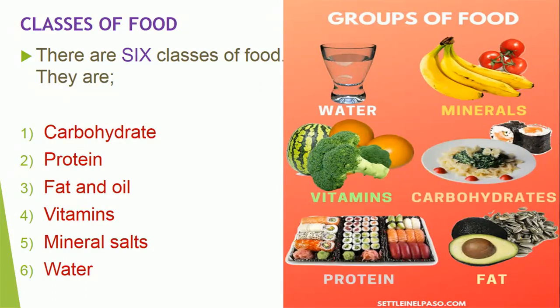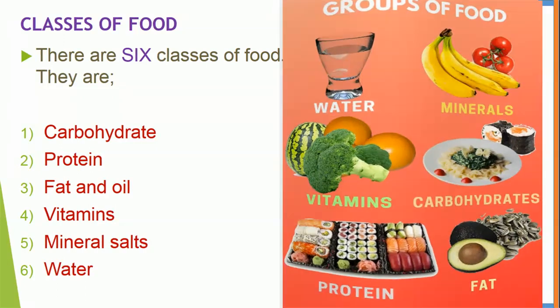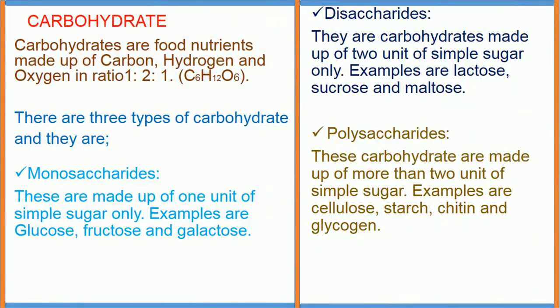Carbohydrate. 2. Protein. 3. Fat and oil. 4. Vitamins. 5. Mineral salts. And 6. Water. Here is an image showing groups of food. We have water, minerals, we have vitamins, carbohydrates, we have protein, and we have fat. So we are going to be discussing them one after the other. The first one here is carbohydrate.